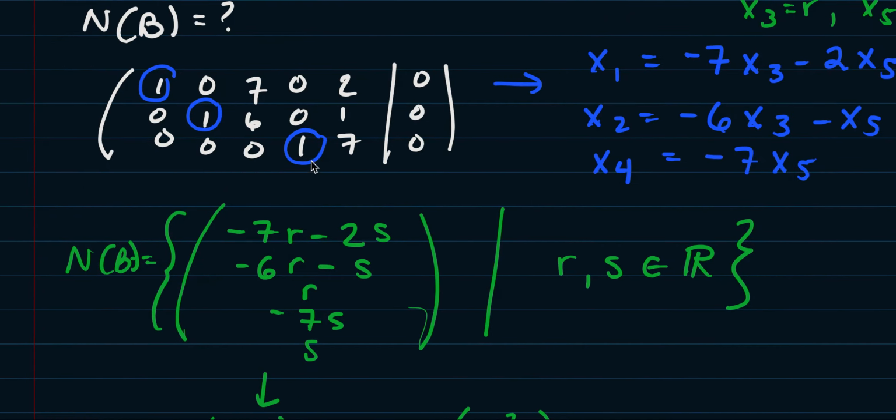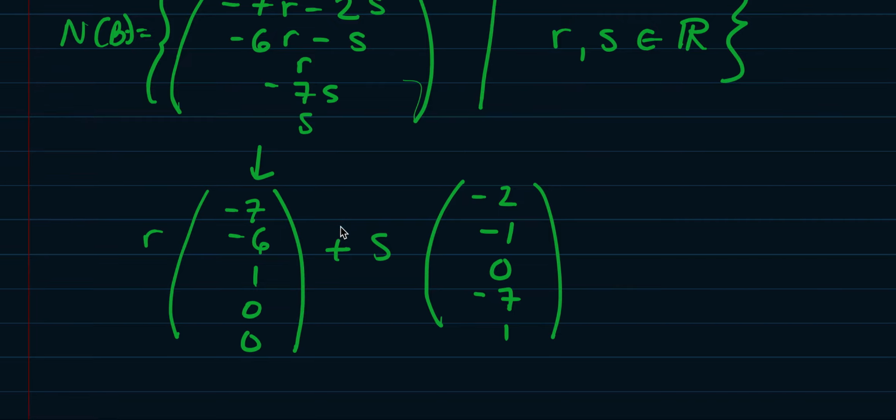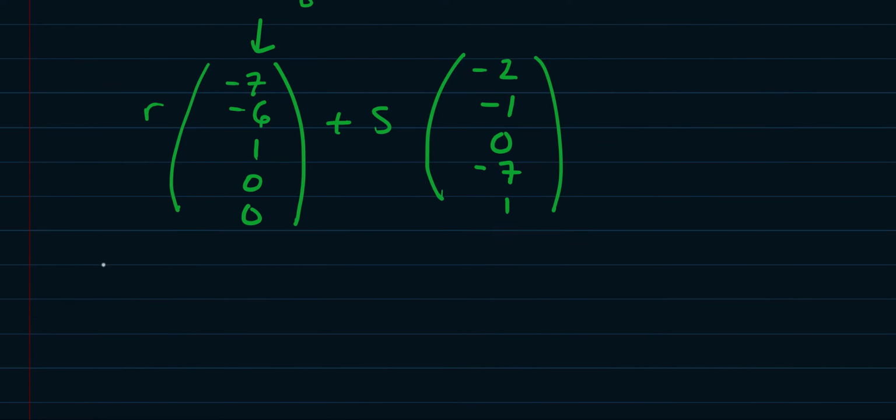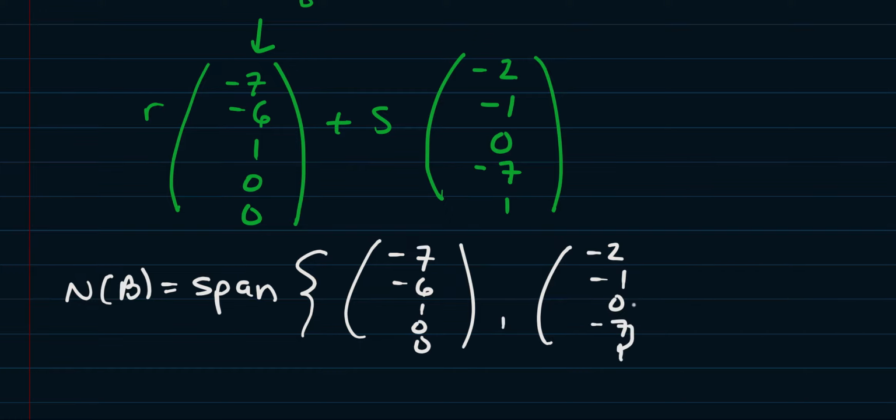All right, so we have found the null space is the span of these two vectors. So let's write that. The null space is the span of -7, -6, 1, 0, 0, and -2, -1, 0, -7, 1.